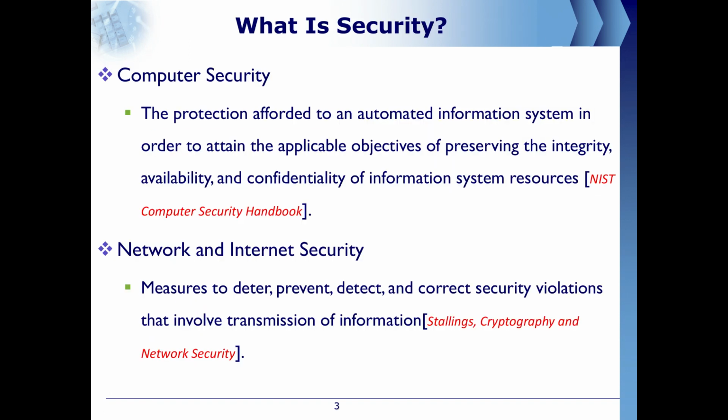What is security? Computer security: the protection afforded to an automated information system in order to attain the applicable objectives of preserving the integrity, availability, and confidentiality of information system resources, NIST Computer Security Handbook. Network and Internet security: measures to deter, prevent, detect, and correct security violations that involve transmission of information, Stallings, Cryptography and Network Security.